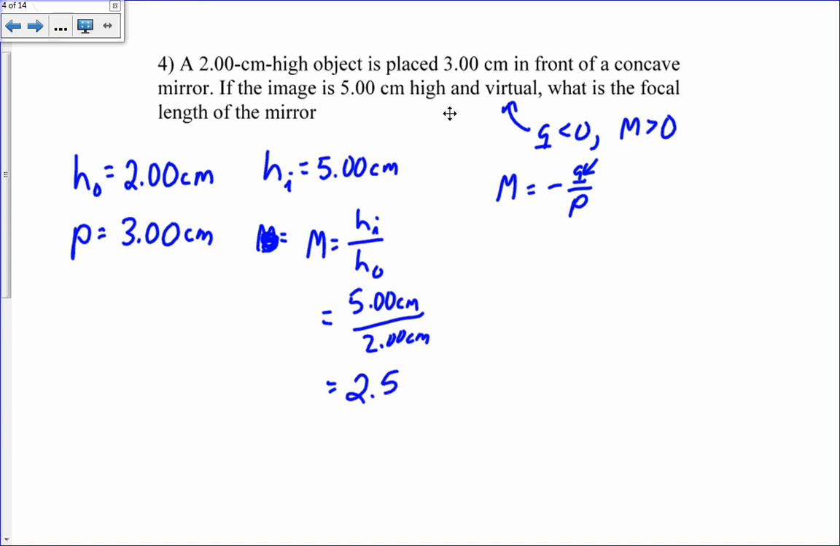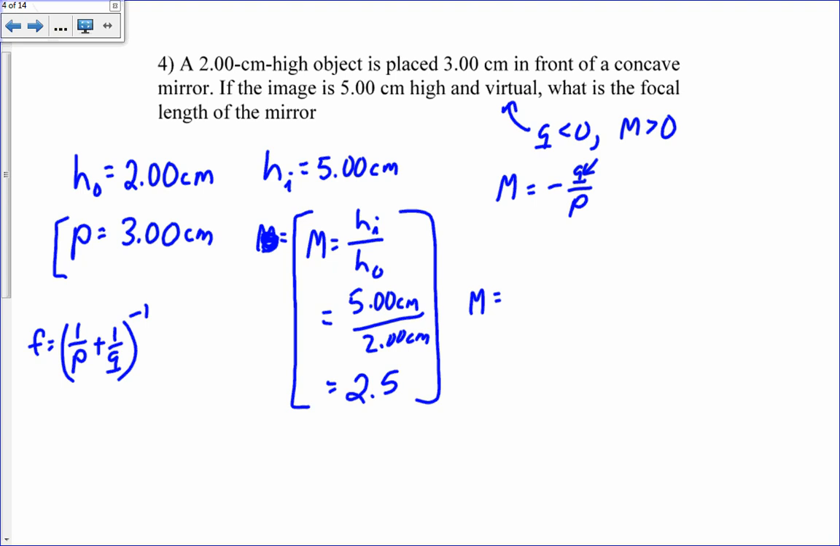My magnification is 2.5, and I know that it has to be positive because it's a virtual image. A virtual image is going to be upright with a positive magnification. All right, so I want to know the focal length. I know P, and so F would be 1 over P plus 1 over Q, to the negative 1. Since I know the magnification, I also know that the magnification is given by negative Q over P, and so I can solve this now for Q.